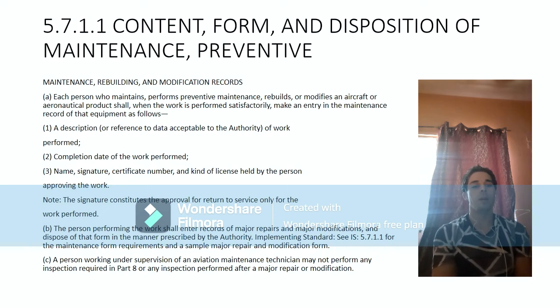Number 3, name, signature, certificate number and kind of license held by the person approving the work. The signature constitutes the approval for return to service only for the work performed. The person performing the work shall enter required major repairs and major modifications. A person working under supervision of the aviation maintenance technician may not perform an inspection required in Part 8.